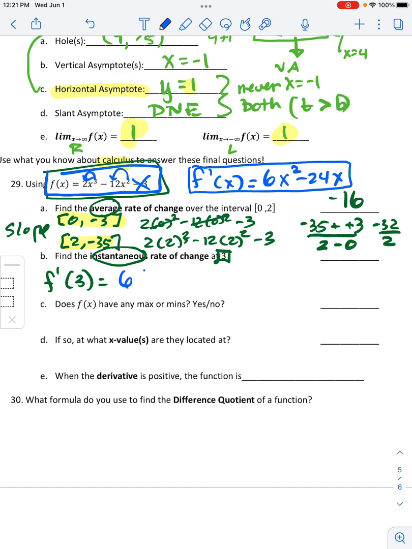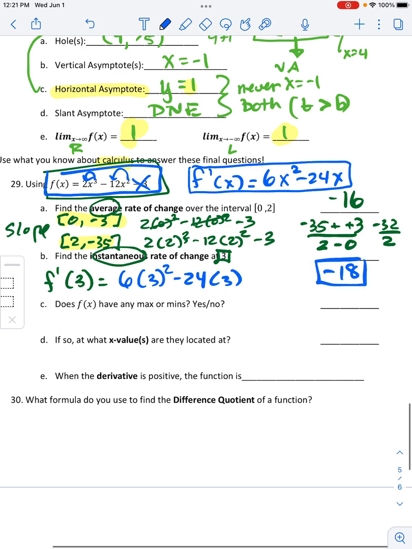I am going to plug in a 3. So I'm going to have 90. That doesn't seem right. It's not. I got -18. That seems more right.